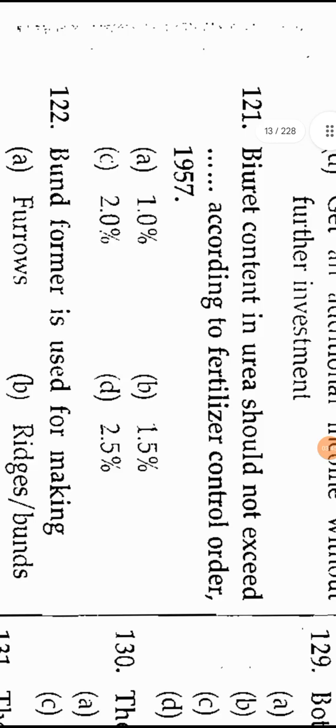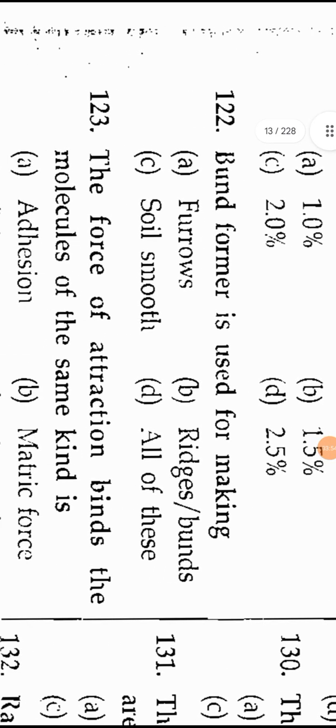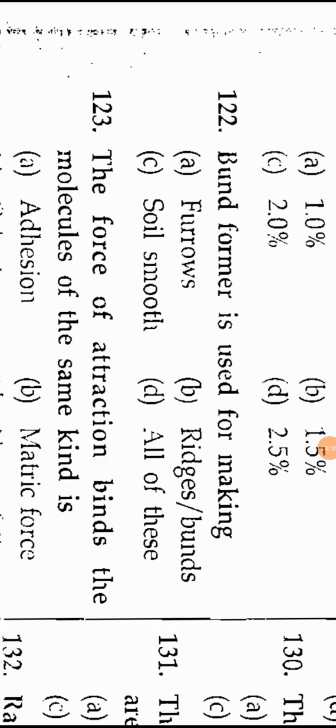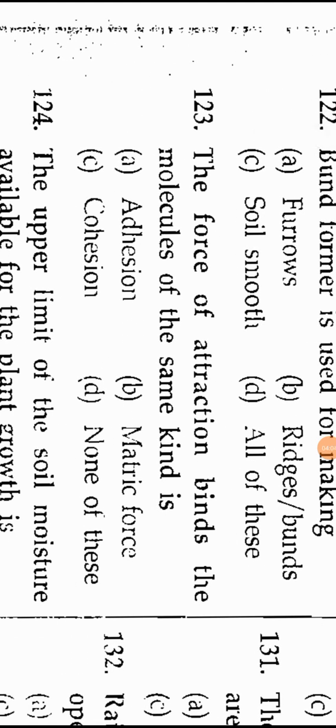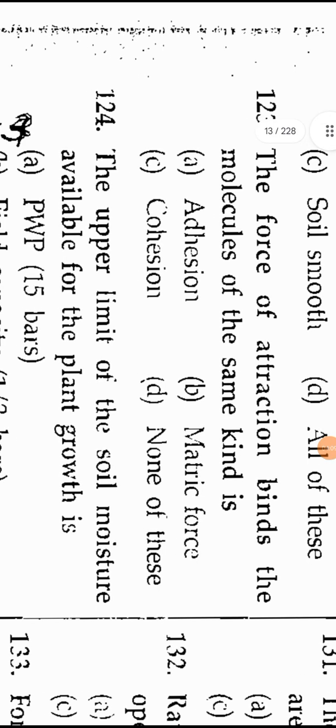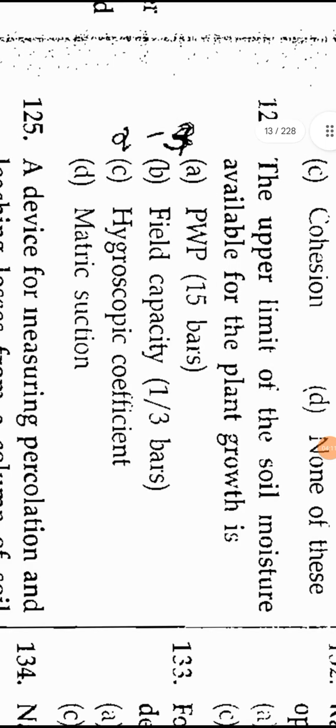The biuret content in urea should not exceed, according to the Fertilizer Control Order 1957, how much? It's 1.5%. The bund former is used for making ridges and bunds. The force of attraction binding molecules of the same kind is cohesion. The upper limit of the soil moisture available to plant growth is its field capacity, 1/3 bar.